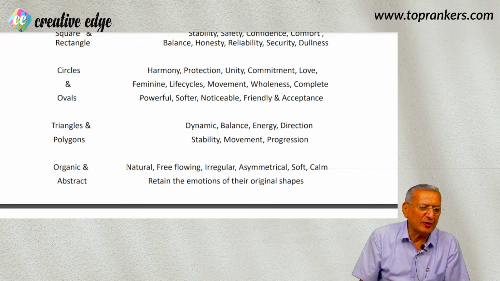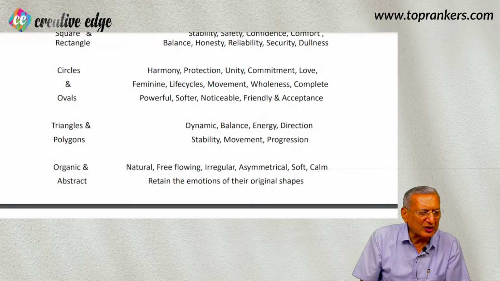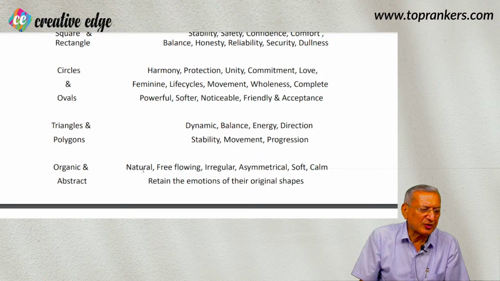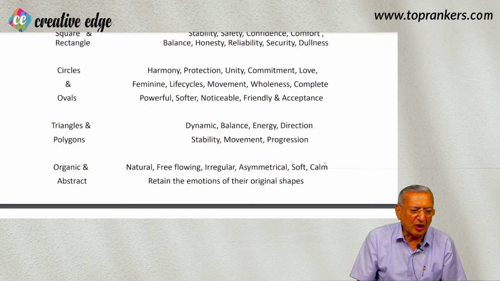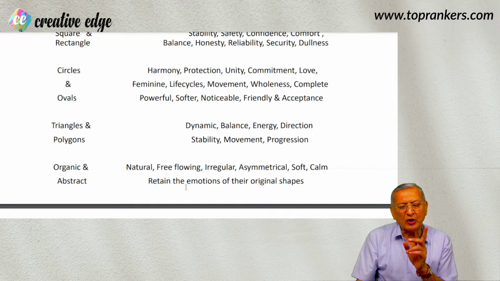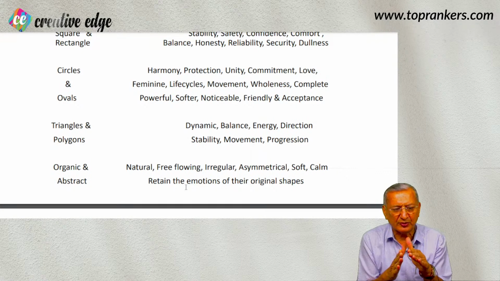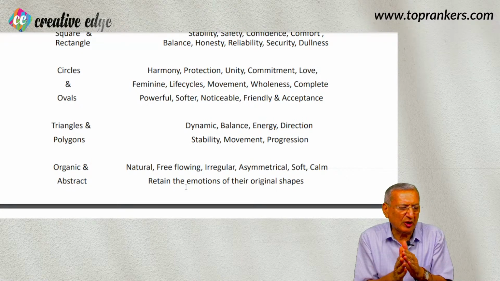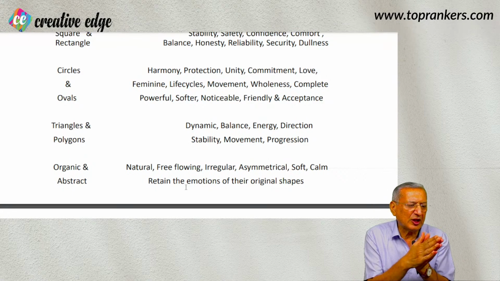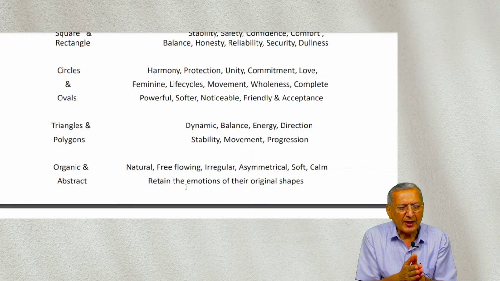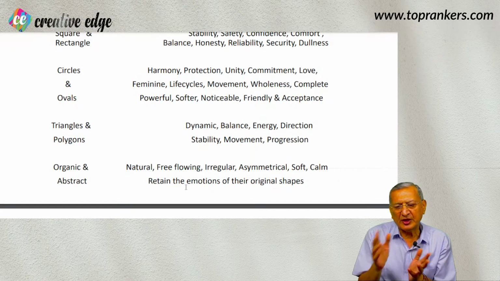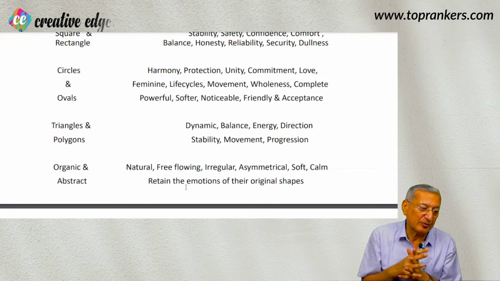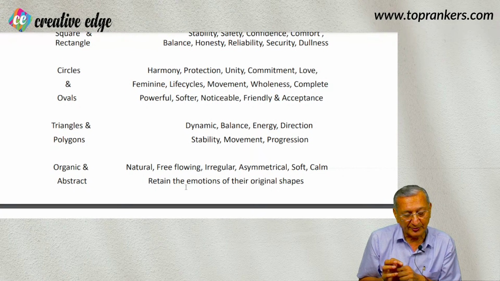So if you are using them as your depiction for the emotions, then organic shapes show you natural, free flowing, irregular, asymmetrical, soft, calm, and retain the emotion of the original shape. Suppose there is a triangular leaf. It's an organic material that will also show all the emotions of the triangle, plus the natural free flowing, some irregular but asymmetrical, and at times bilaterally symmetrical things as well.